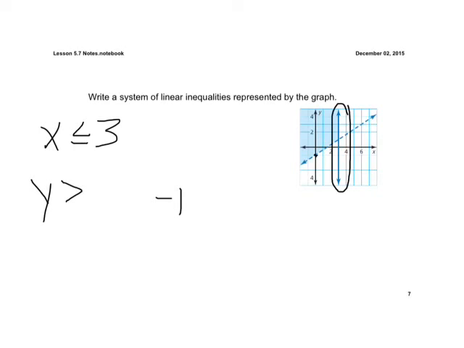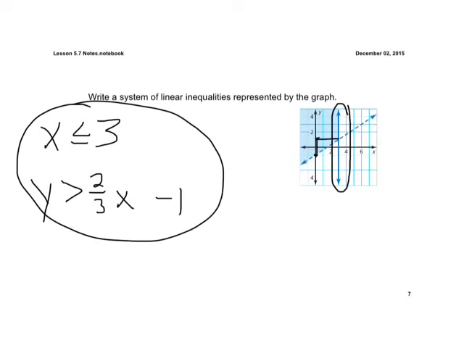So let's again go to that y-intercept and count. Okay, we need to go up 1. Let's go up 2, and then right 1, 2, 3. We get over to there. Our slope looks like it might be up 2, right 3. So our slope is going to be 2/3 x. So our system is right here: y is greater than 2/3 x minus 1, and x is less than or equal to 3.